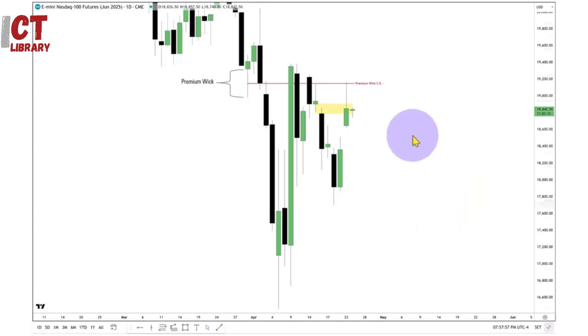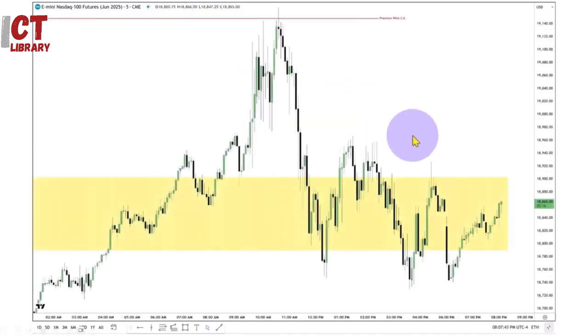So let's drop down to lower time frames. Here's a 5-minute chart. And you can see how the market did in fact trade up eventually into and above that daily premium with consequent encroachment level. And the market then gave up the ghost, went lower, and traded back down into that daily volume imbalance, it's in yellow. And then went into a range-bound consolidation.